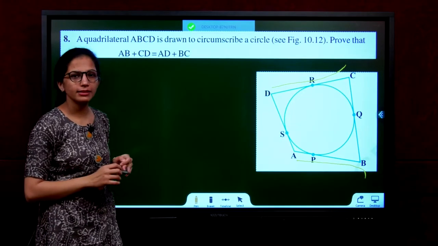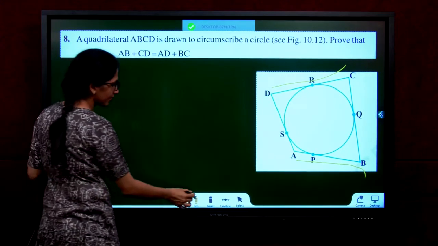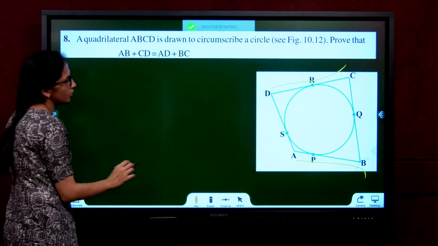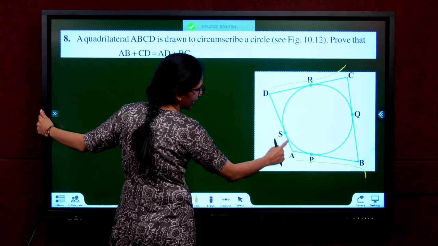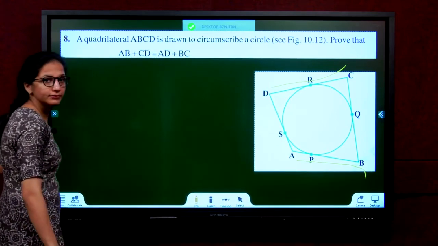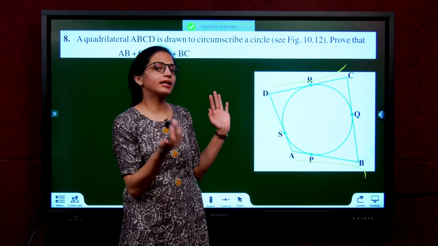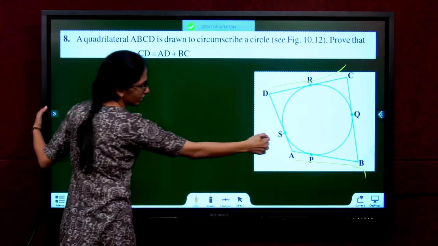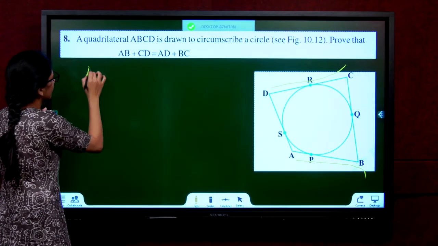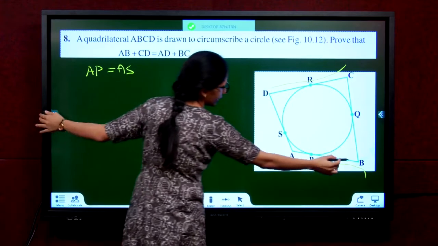Now how do we do this? It's related to length of tangents, but the way you write it matters. Let me explain why. Can I say AS is equal to AP? Yes. So I will write all the yellow parts on the LHS, all the other parts on the RHS. Observe, yellow parts on the LHS. So now AP is equal to AS.